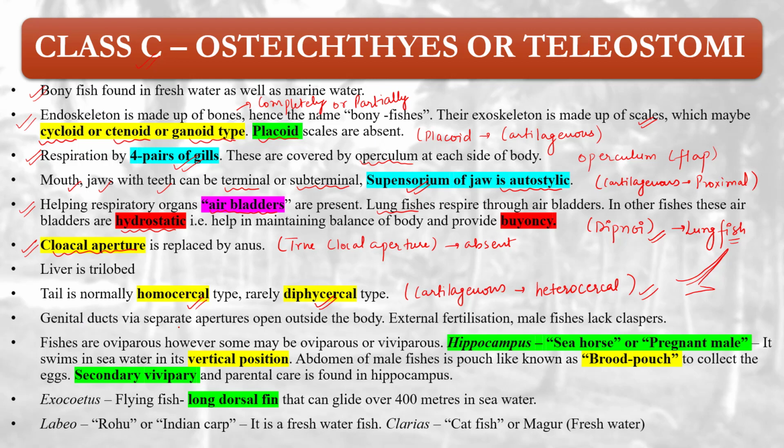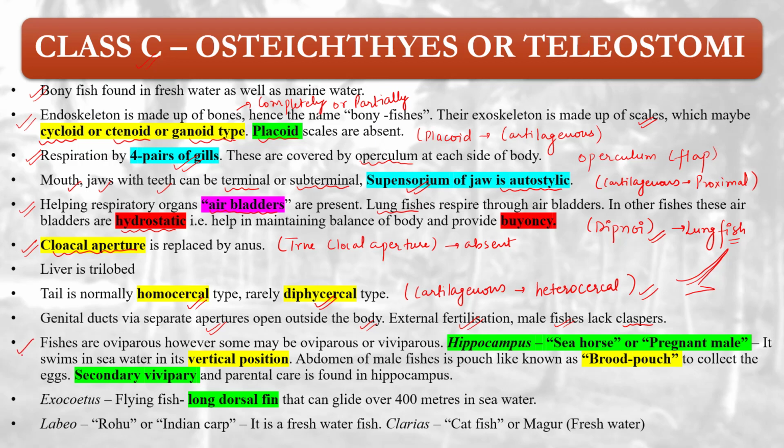The genital ducts, in case of bony fishes, open through separate apertures outside the body. Fertilization is external, and male fishes lack claspers. You remember in cartilaginous fishes, the pelvic fins, especially the inner edges of the pelvic fins, are modified to form copulatory organs known as claspers. But in bony fishes, the claspers are absent. The male fishes don't have claspers. The fertilization is external, and the genital ducts open through separate apertures outside the body.